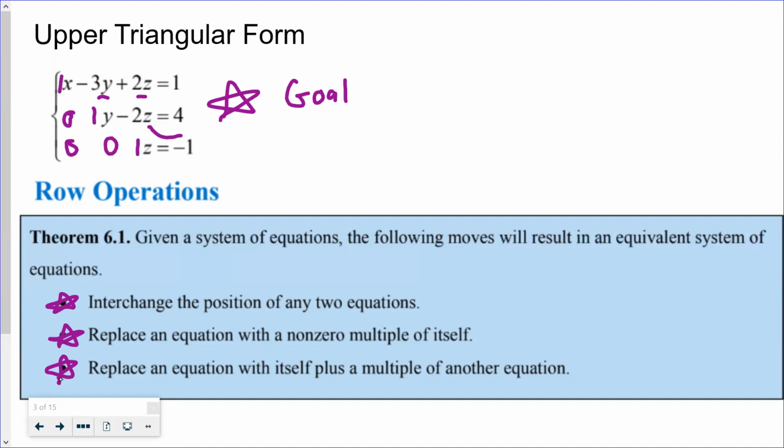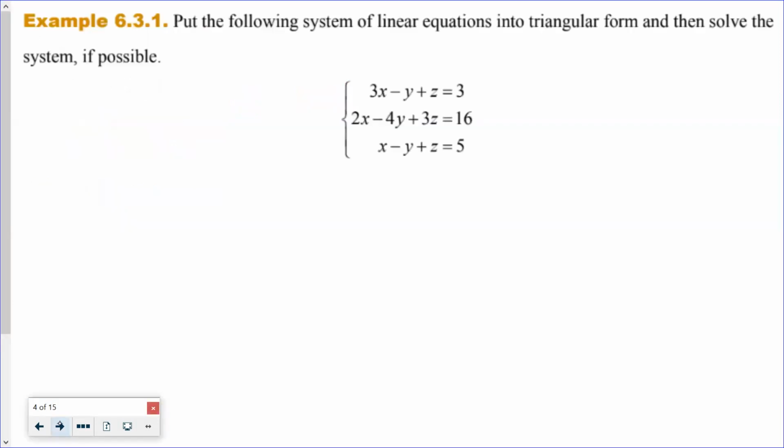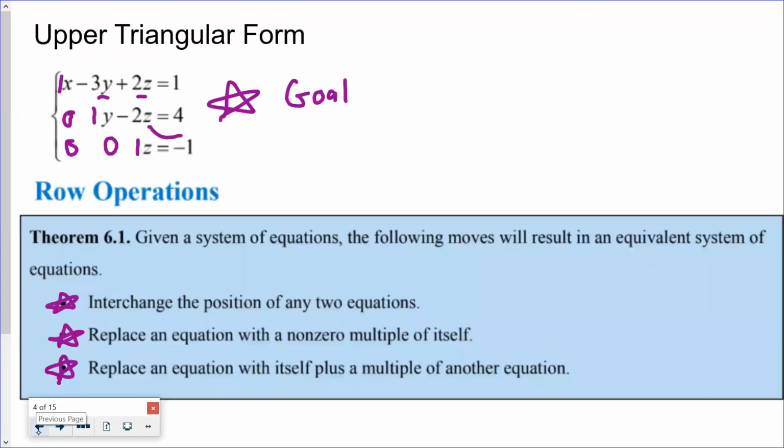And that sounds a little confusing. Let me show you what I mean by that, okay? We're going to do an example. So here is a system of equations. There are 3 equations, 3 variables. And the rule of thumb is as long as you have as many equations as you do variables, then you can solve it. Now, what we're trying to do here is get this into upper triangular form, which is like what we saw on this page, okay?